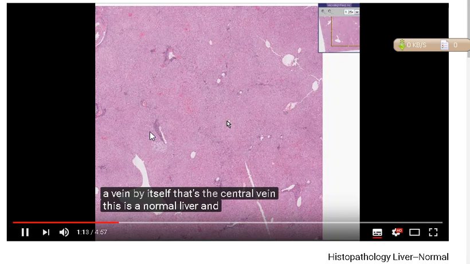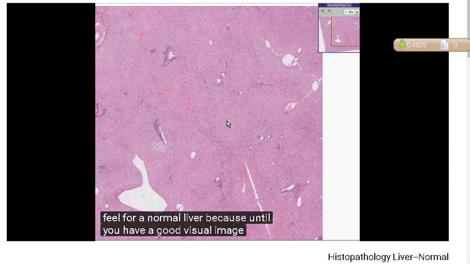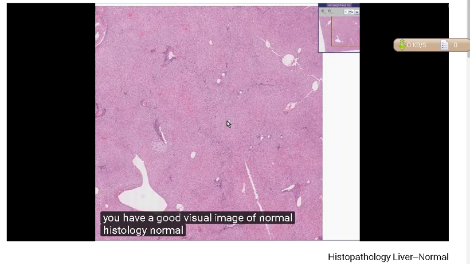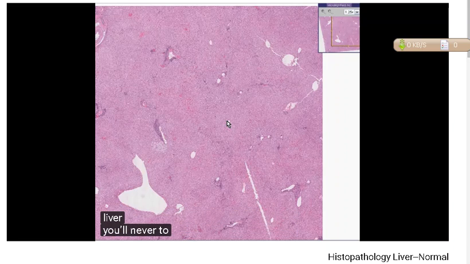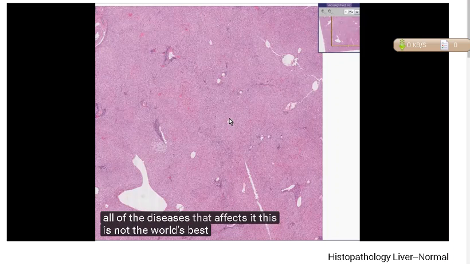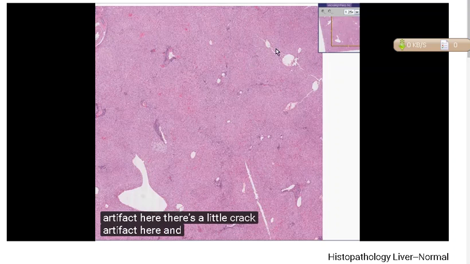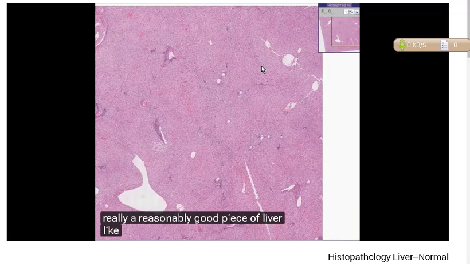This is a normal liver, and I cannot emphasize how important it is to get a feel for a normal liver, because until you have a good visual image of normal histology, normal gross appearance of a liver, you'll never be able to understand all of the diseases that affect it. This is not the world's best, most classical normal liver. There's a little cutting artifact here. There's a little crack artifact here. And it looks like it is really a reasonably good piece of liver, like the kind you might expect to see just about anywhere.